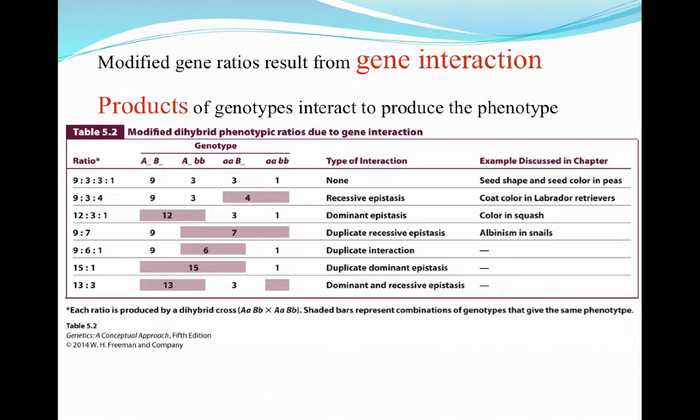Some of the different types of ratios that we can observe with epistasis are shown in Table 5.2 here. Our traditional 9:3:3:1 ratio doesn't have any type of interaction associated with it. However, if you start to see ratios that are a little bit odd from that original 9:3:3:1, you know that you're getting into some sort of epistatic pattern. So spend some time on this table and just realize that these modified gene results are because of an interaction between one or two different genes, and sometimes even up to 5 or 6 genes.